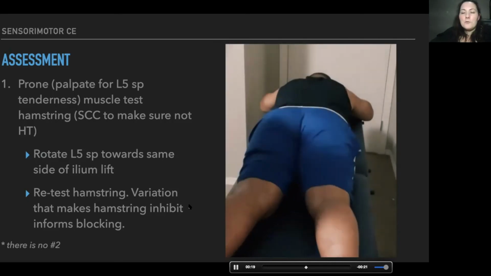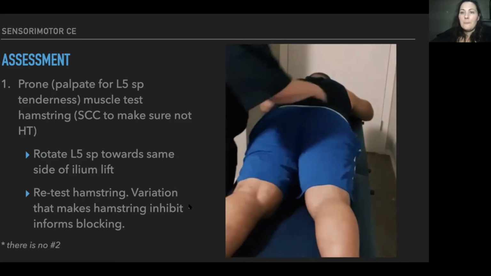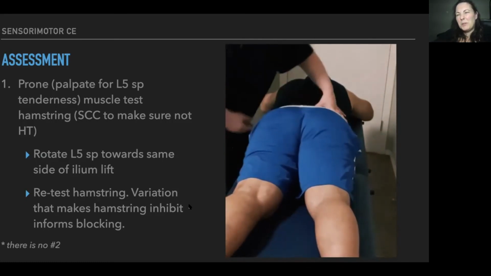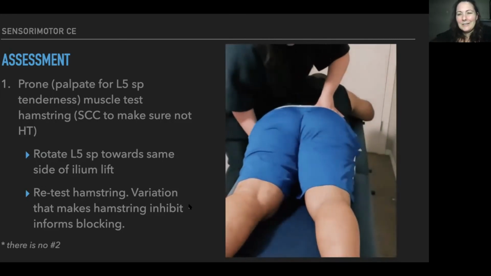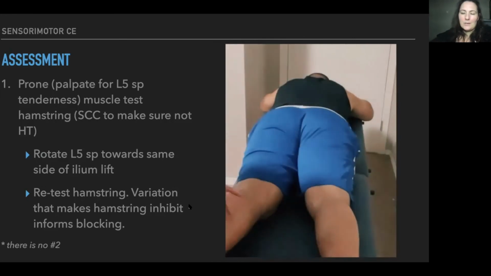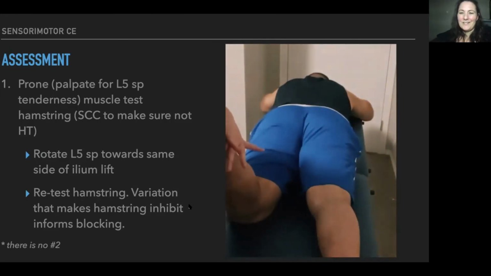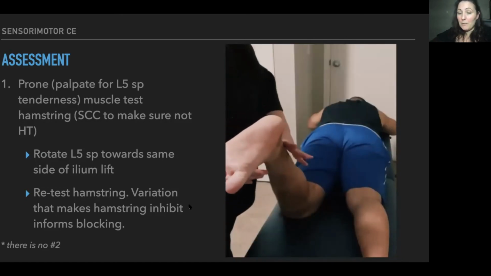And then right after I do that, I want to test hamstring to see if it gets weak or it stays strong. And then I'm going to do the opposite, although I'd probably walk for biomechanics purposes, walk to the other side, but I didn't here. And then I'm going to test that sacrum again, or test the hamstring again, and see what side becomes inhibited. And that's going to inform my blocking technique.